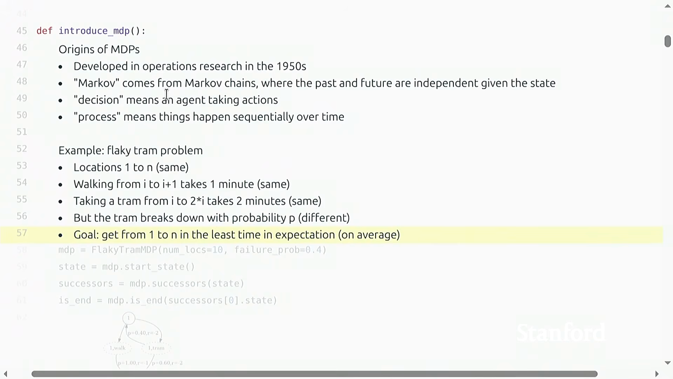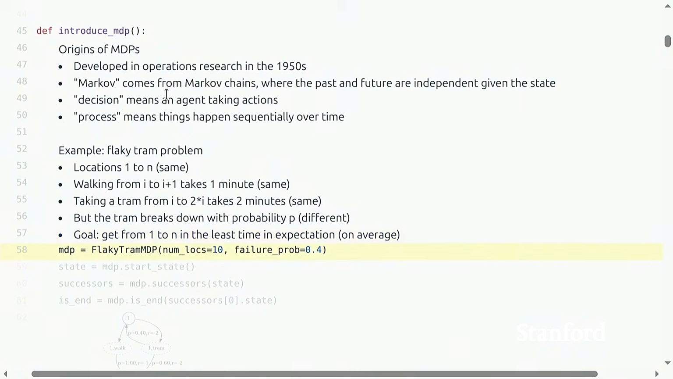So again, the wording is chosen carefully here. When we had a search problem, we could just say, what is the minimum cost path? There's a path, and that's it. But now, things can break down, and sometimes it might break down, sometimes it won't break down. And so we have to take an average over possible outcomes.